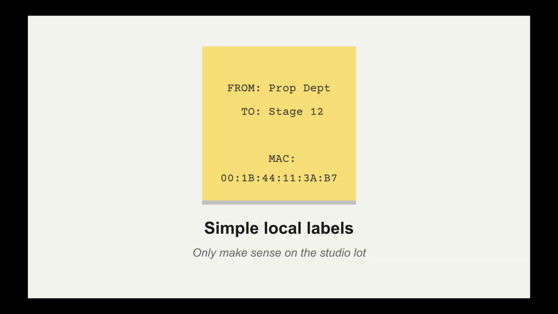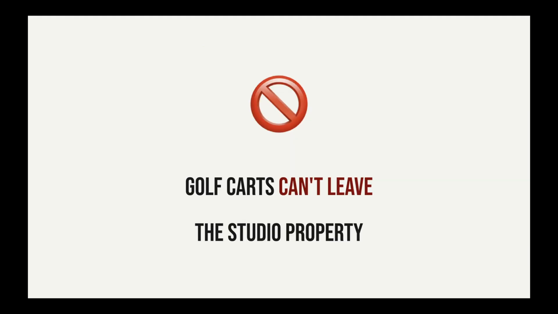This golf cart system uses simple addressing, like Post-it notes that say from prop department to loading dock. These notes only make sense on the local studio lot. In technical terms, these are MAC addresses. But here's the critical detail. Golf carts aren't street legal. They can't leave the studio property. If you need to send something to a different studio across town, or to New York, or to London, the golf cart can't help you.